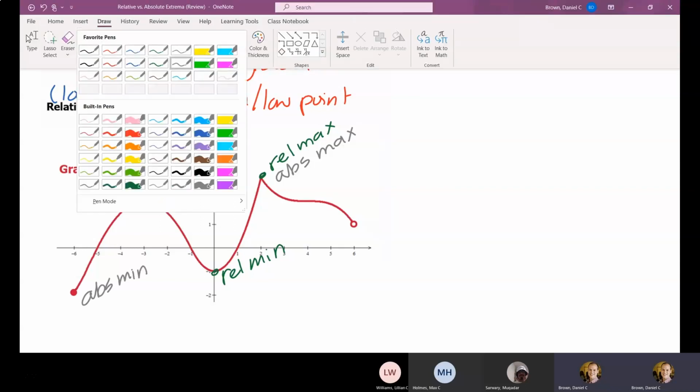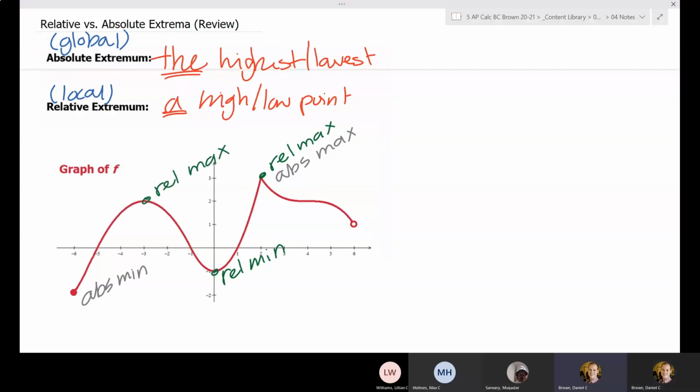One disclaimer I want to say, many people will look at that endpoint and see, well, that is an absolute minimum. Could it also be considered a relative minimum? And the answer is like yes and no. There are just some things where mathematicians don't really have a set definition. For us in this class, I am not going to call that endpoint a relative minimum because of the definition we use for a relative minimum.